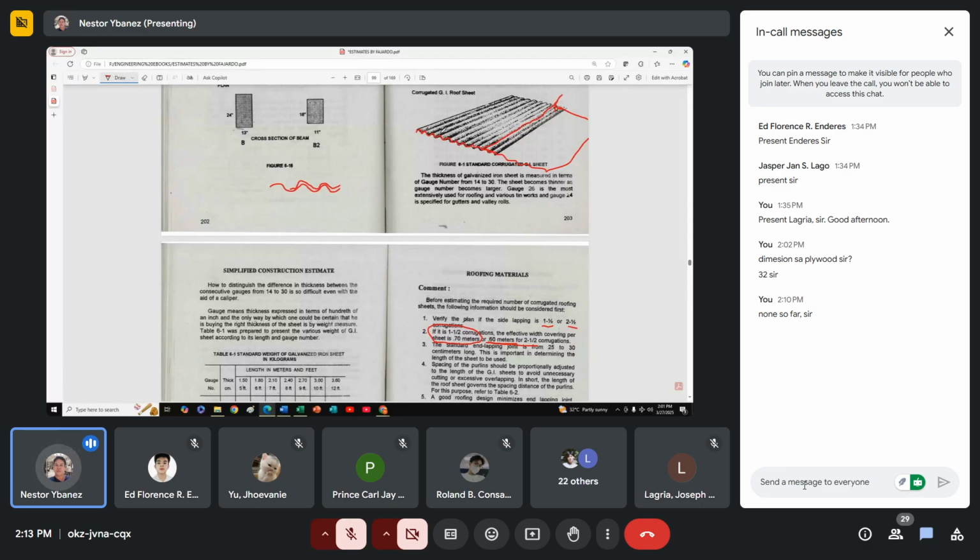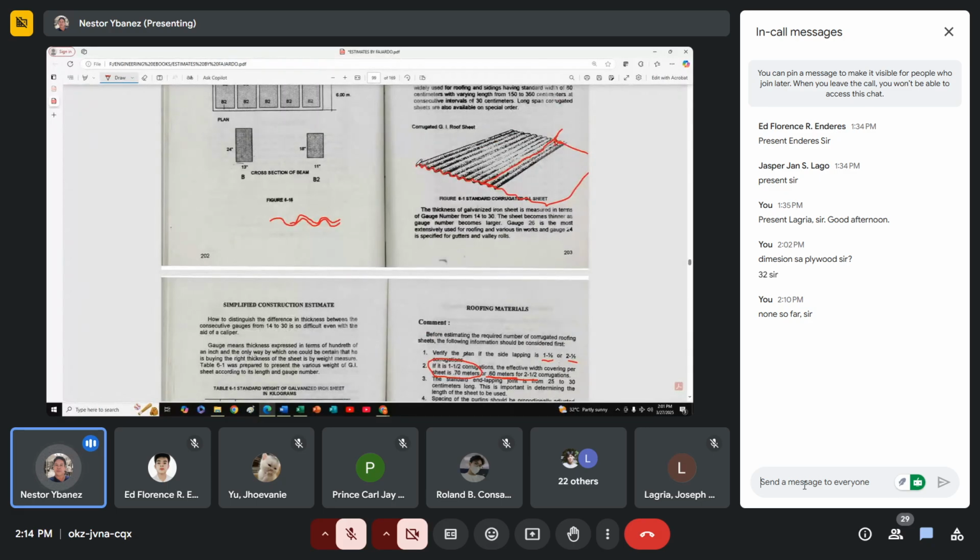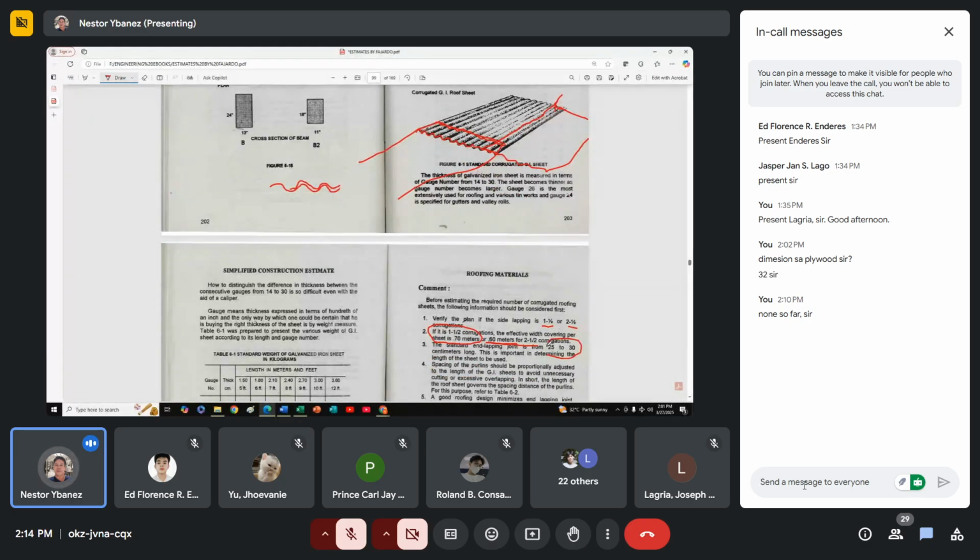For the end lapping, you do not join the sheets straight, so that the water does not seep through. The end lapping is 25 to 30 centimeters, depending upon what is stated in the plan. If 25, use 25; if 30, use 30.